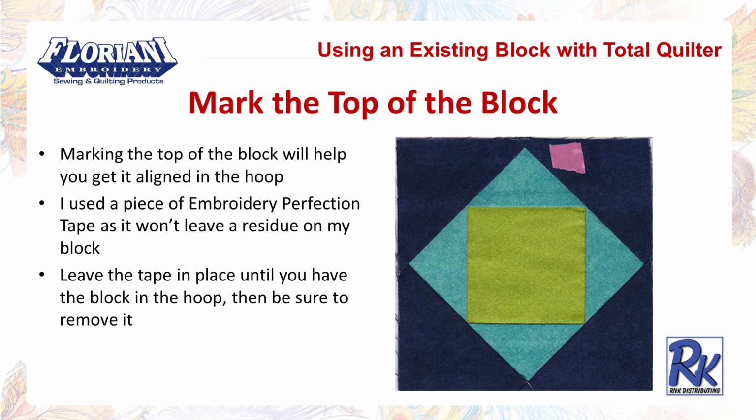Before you take the picture or scan the block, it's a good idea to mark the top of the block somehow, because even though we think our blocks are completely symmetrical and it wouldn't matter which way we put it down, it really does make a difference, as you'll see when we get into the software. I like to use a piece of Embroidery Perfection tape to mark my block, as it won't leave a residue on the block. You should leave the tape in place until you have the block in the hoop, then be sure to remove it.